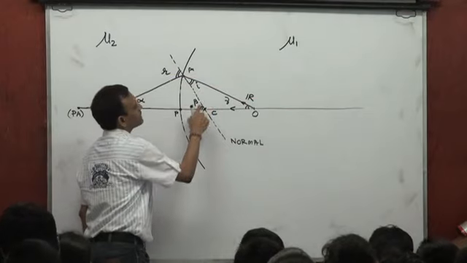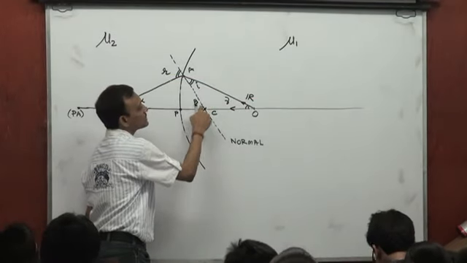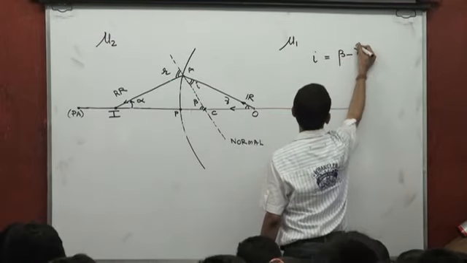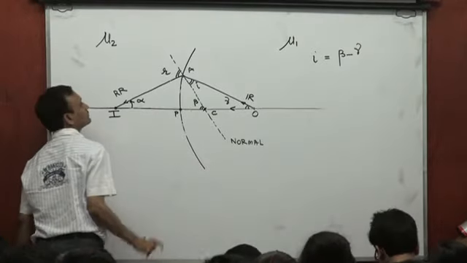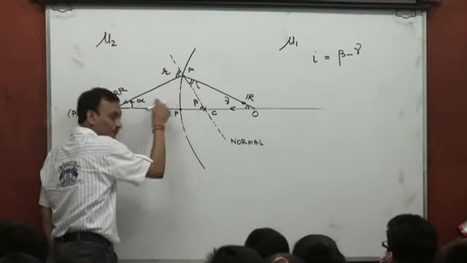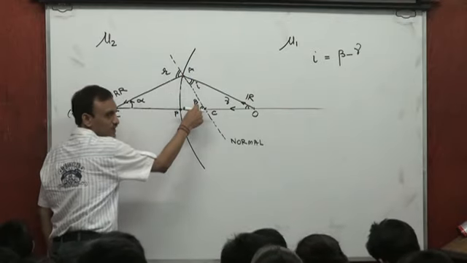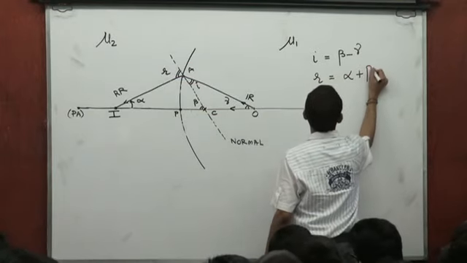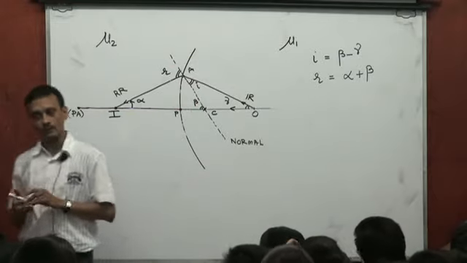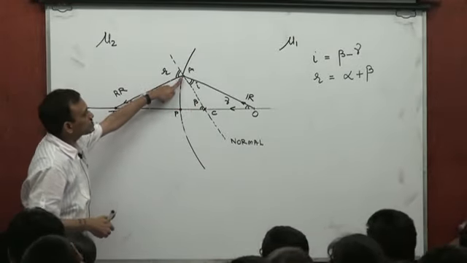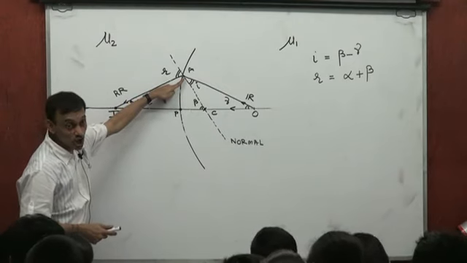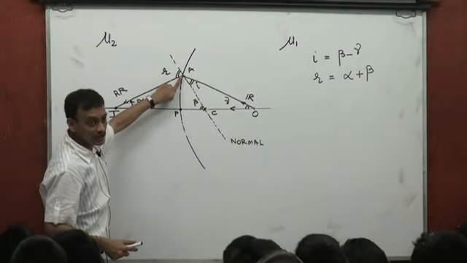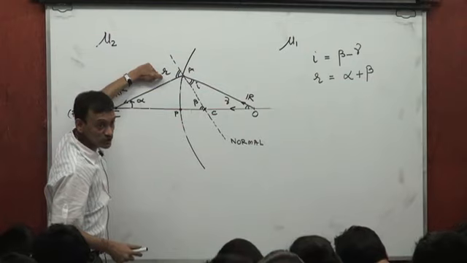Now, I is beta minus gamma. Realize that? This I is beta minus gamma. And this R, the exterior angle, is alpha plus beta. Now the principle that is applicable at the point A is what? Snell's law. I can apply Snell's law at the point of incidence. Mu1 into sin I must be mu2 into sin R. That's Snell's law at this point, right?